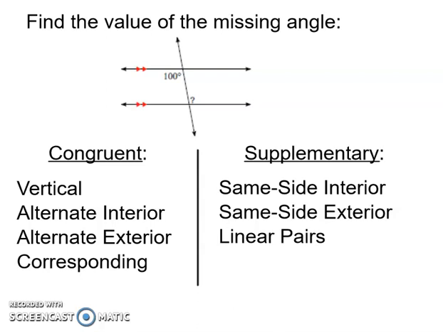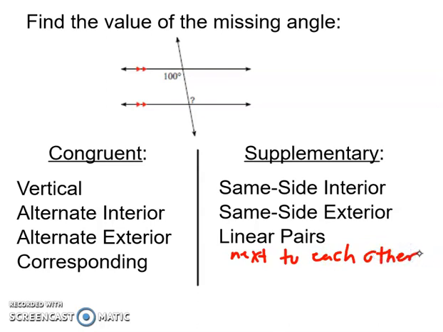Over on the left-hand side, I have a list of all congruent relationships. If you have vertical angles, alternate interior angles, alternate exterior angles, or corresponding angles, all of those are going to be congruent. Likewise, we have some angles that are going to be supplementary, meaning they add up to 180 degrees. So we have same side interior angles, same side exterior angles, or what we call linear pairs. It's just angles that are right next to each other. So I'm just going to jot that down. Next to each other.